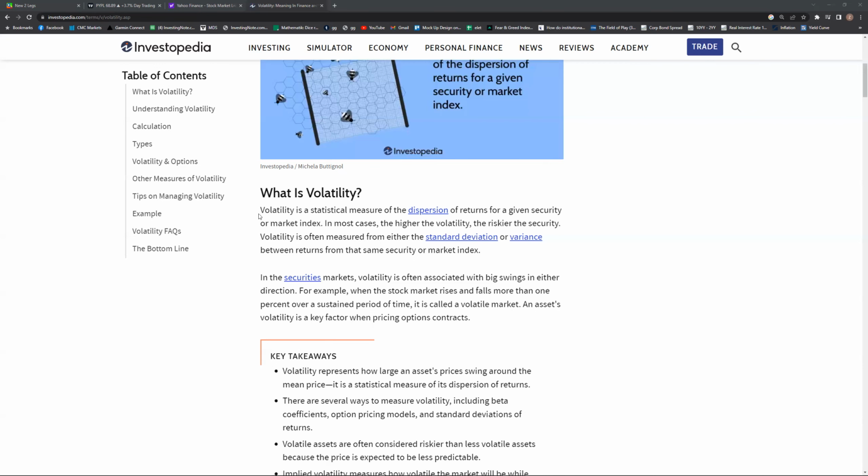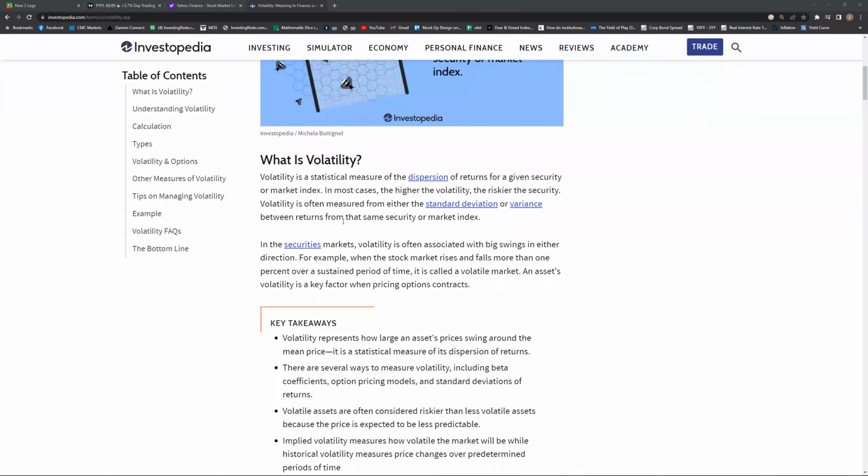So what I have here is the Investopedia official definition of volatility. You can see here, it is a statistical measurement of the dispersion of returns for a given security or market index. In most cases, the higher the volatility, the riskier the security. But they also forgot to mention that higher volatility means your profit potential is a lot higher also. So volatility is often measured from either standard deviation or variance between returns from the same security or market index. So you can calculate the volatility via standard deviation or variance.